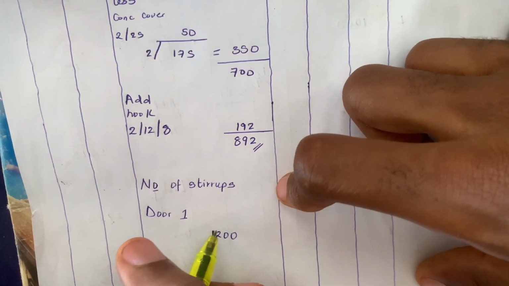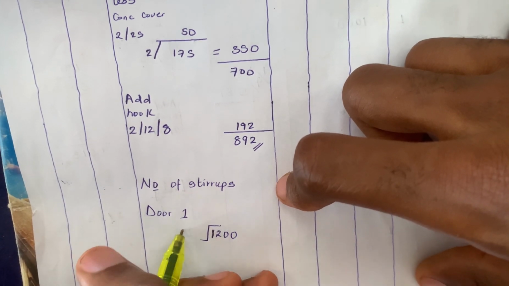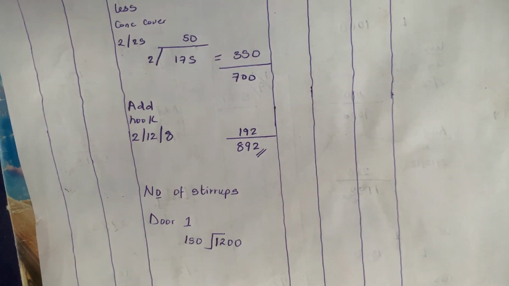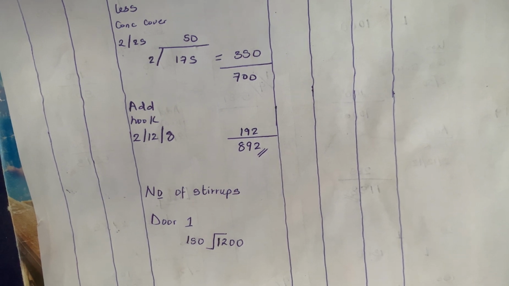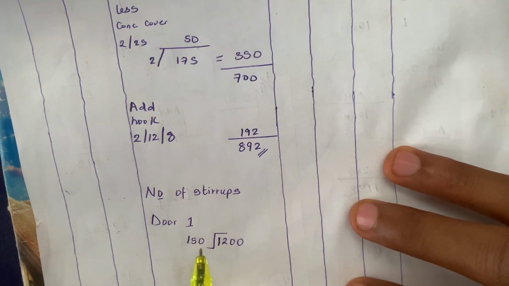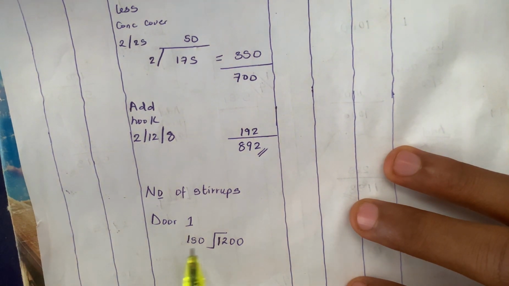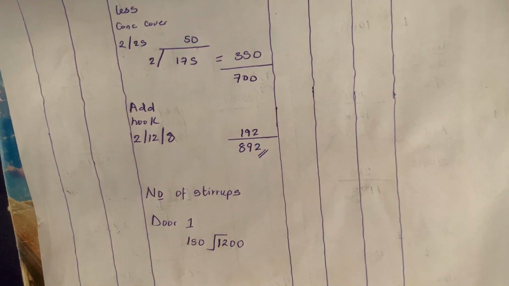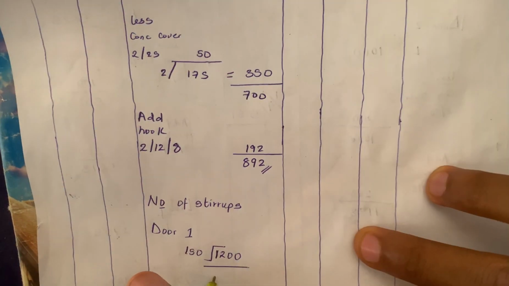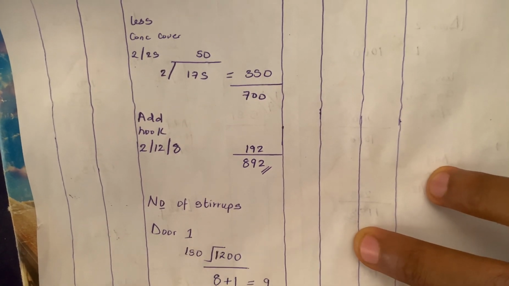So now we are going to be dividing this 1200 by 150. It means that each stirrup should have a spacing of 150 mm. So we're going to be dividing this 1200 by 150, to know the number of stirrups that are going to be inserted in the reinforcement for door one. So we'll see 1200 divided by 150 is going to give me 8. Then what you do is you add plus 1, which will be equal to 9.